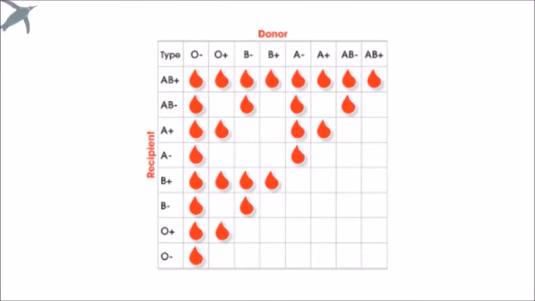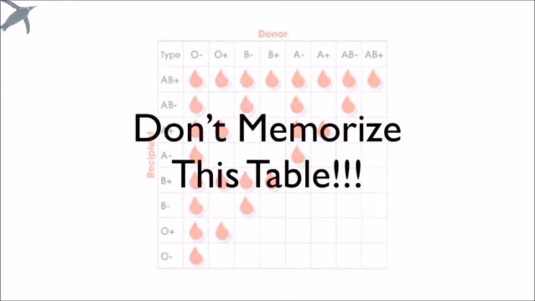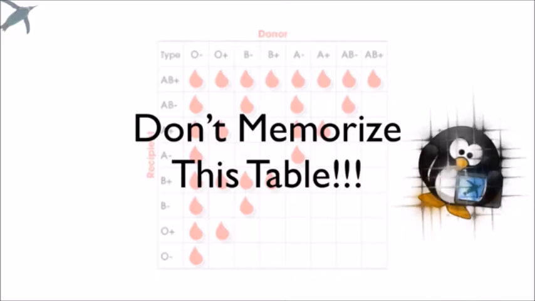Okay, so students are totally plagued by these donor-recipient tables, and they think that they have to memorize all of this. For heaven's sakes, don't do that. And isn't that great? That's what the Penguin Prof is for.